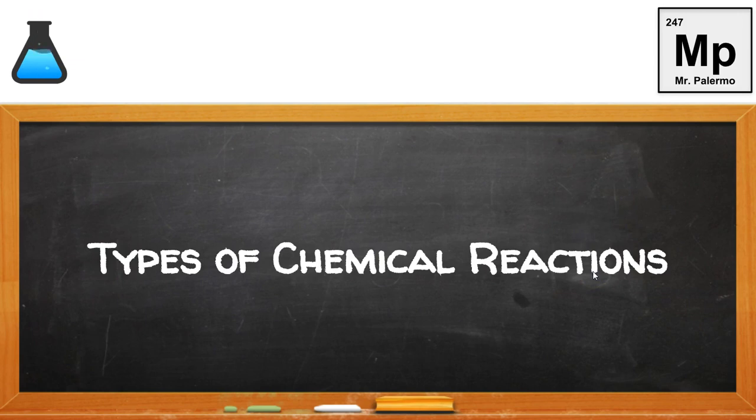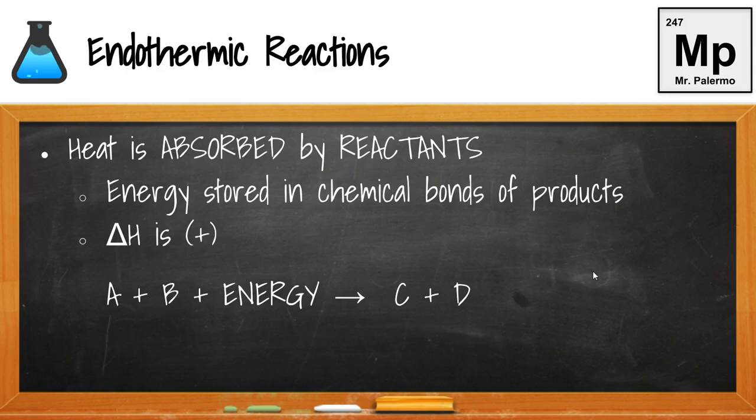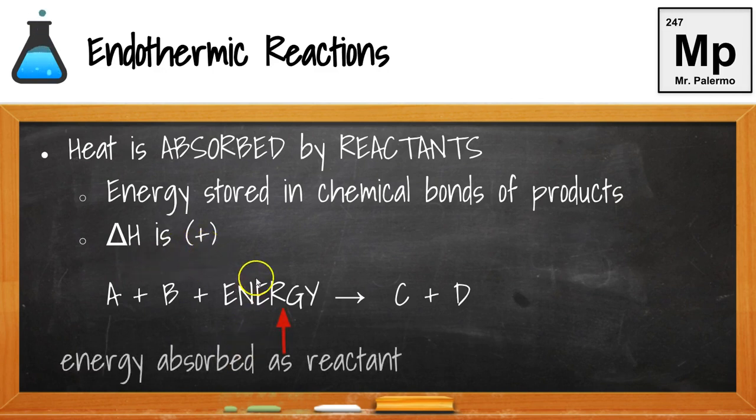Now let's look at the types of chemical reactions, endothermic versus exothermic. In an endothermic reaction, we are adding heat to get the reaction going. Heat is being absorbed by the reactants, and that energy is then stored in the chemical bonds of our products. So for delta H, the change in heat overall, we're putting more energy in than we're getting out, and so we have a positive delta H. You can see that energy is listed as a reactant.